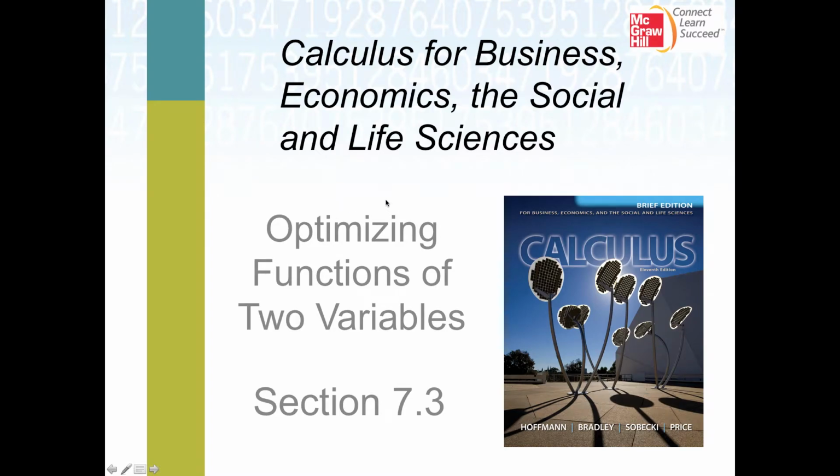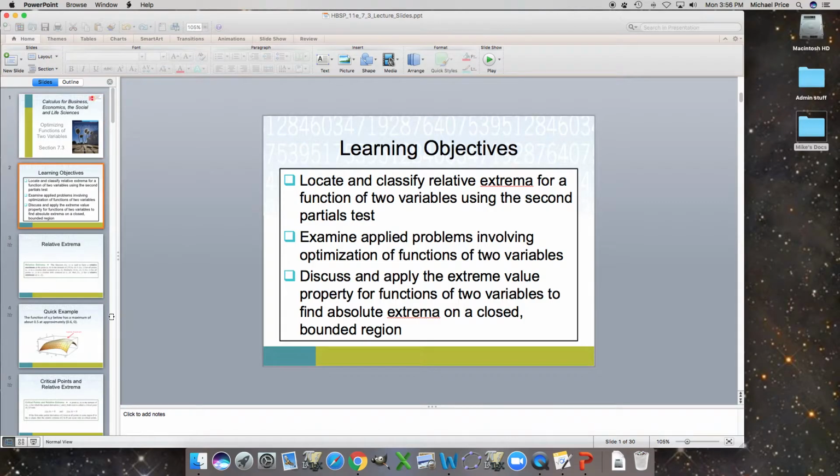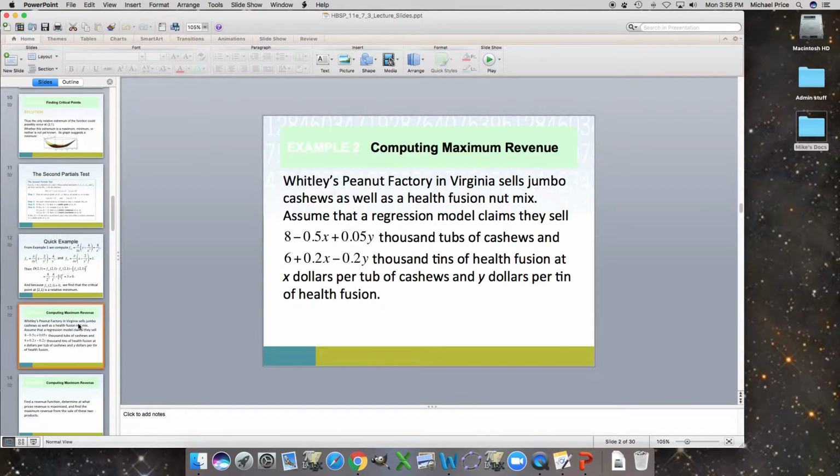Hello, welcome back. We are looking at section 7.3, optimizing functions of two variables. In this video, we're going to try to tackle essentially this middle learning objective. We're going to take a look at one kind of chunky word problem and see if we can't apply the strategies of this section to it. Let's get where we're supposed to get.